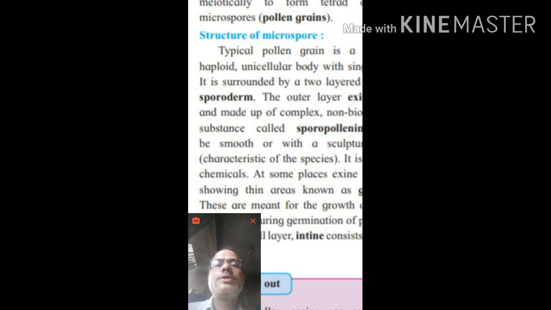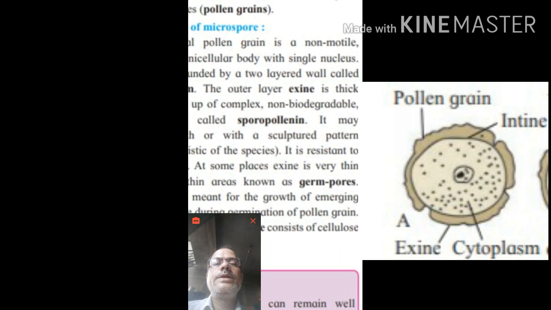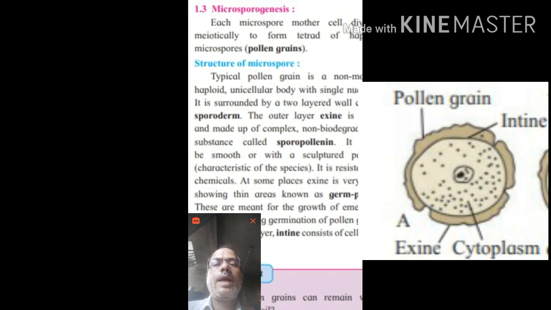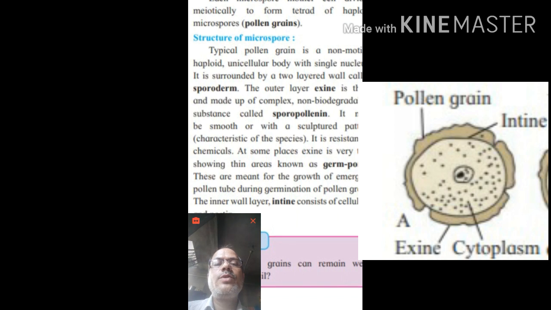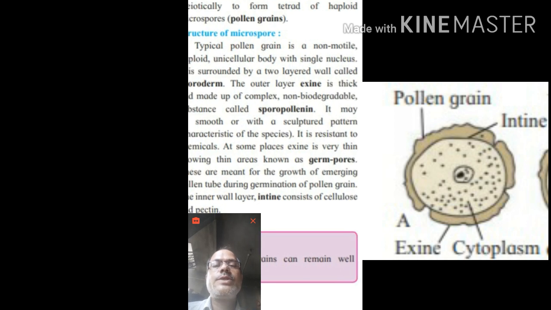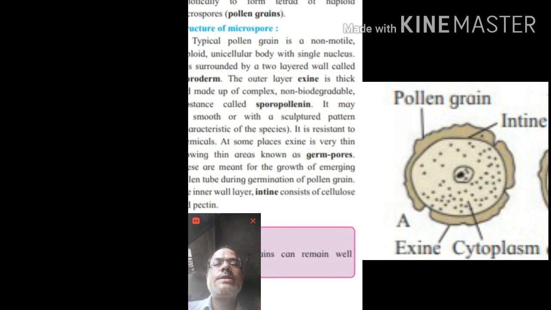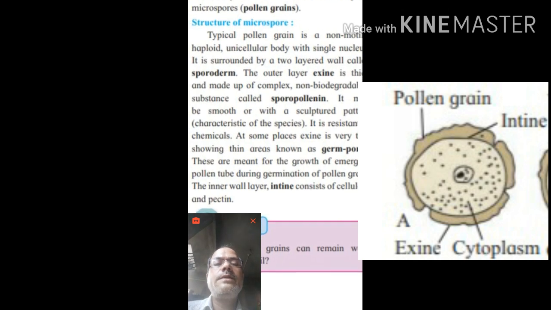When we see the structure of the pollen grain, the pollen grain is a non-motile haploid unicellular body with a single nucleus, and the wall of a pollen grain is called the sporoderma. That is, the wall of the pollen grain or microspore is called the sporoderma. This sporoderma again consists of two layers: the outer is called the exine and the inner is called the intine.